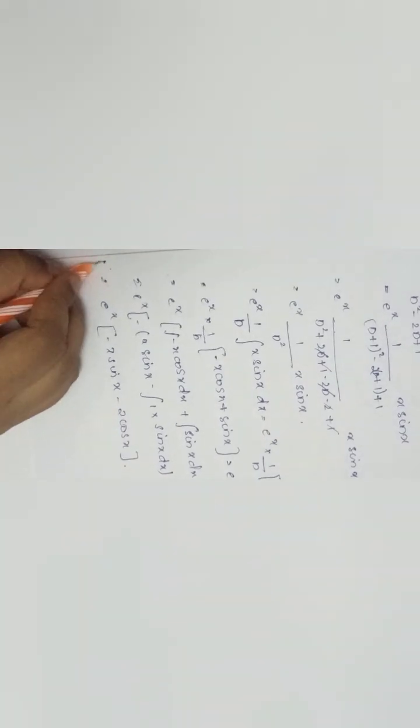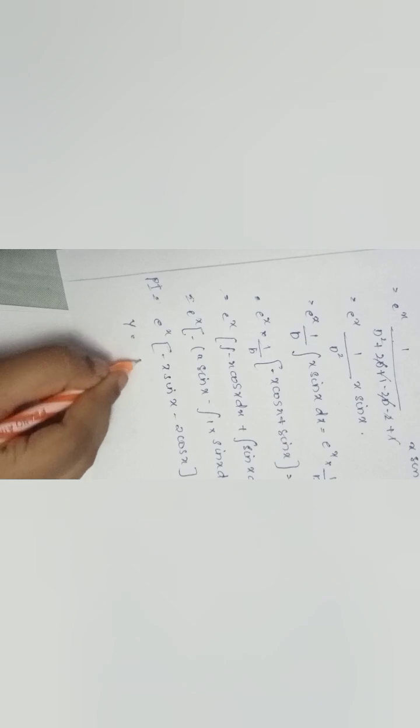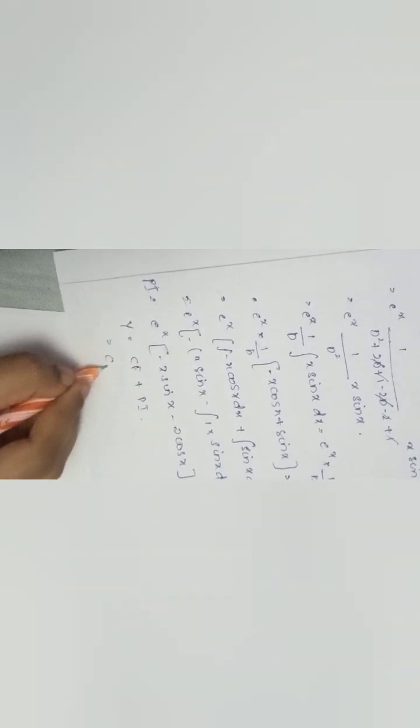So PI is equal to this. So the general solution y is equal to CF plus PI. CF is c1 e raised to x plus c2 x e raised to x, plus this would be minus, we will take minus common outside, e raised to x, x sin x plus 2 cos x. This is the answer.